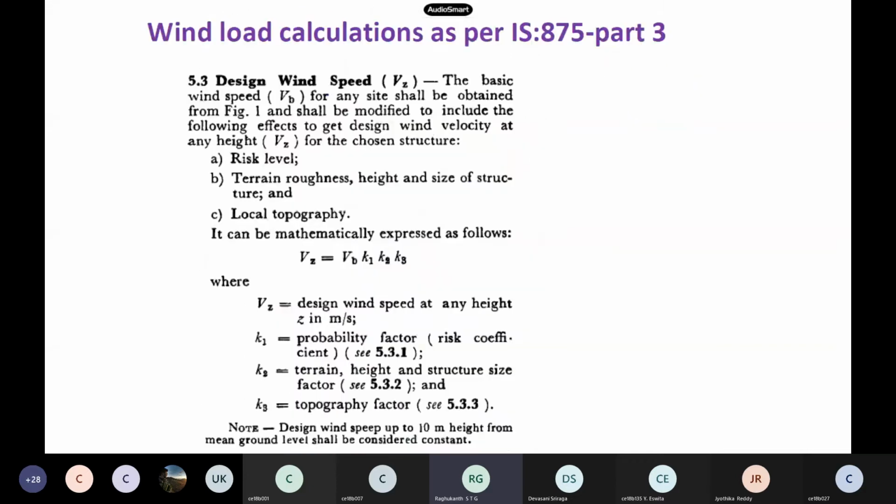Now what our code says is, once you know this Vb, a value which comes from the map, you have to multiply by 3 numbers, K1, K2, K3, where K1 is a probability factor or the risk coefficient they say, K2 is terrain. We have already seen, right? If you are located in urban terrain, it is different. If you are located in rural terrain, it will be different, so you have to decrease or increase something.